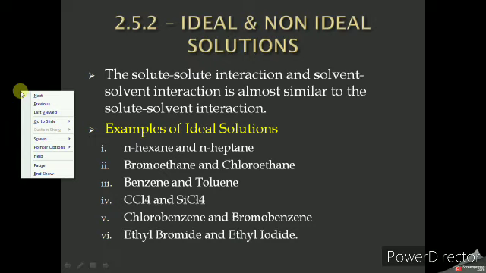Then the solute-solute interaction and solvent-solvent interaction are almost similar to the solute-solvent interaction. Three types of interactions are there: solute-solute, solvent-solvent, and it is equal to solute-solvent interaction. So which are the different examples of ideal solution? N-hexane and N-heptane, bromoethane and chloroethane, benzene and toluene, CCl4 (carbon tetrachloride) and SiCl4 (silicon tetrachloride), chlorobenzene and bromobenzene, ethyl bromide and ethyl iodide. These are few examples.